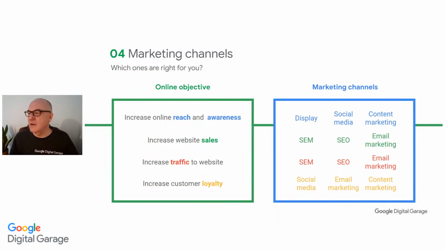So if we want to increase online reach and awareness, we might be using display channels, social media, and content marketing. To increase sales, we are going to consider SEM, so the paid social search engine marketing, SEO, by increasing our website and upping its ranking, and email marketing. Traffic can be helped again by SEM, SEO, and email marketing too. So you can see sales and traffic objectives can be linked, and the same channels could be effective for them.